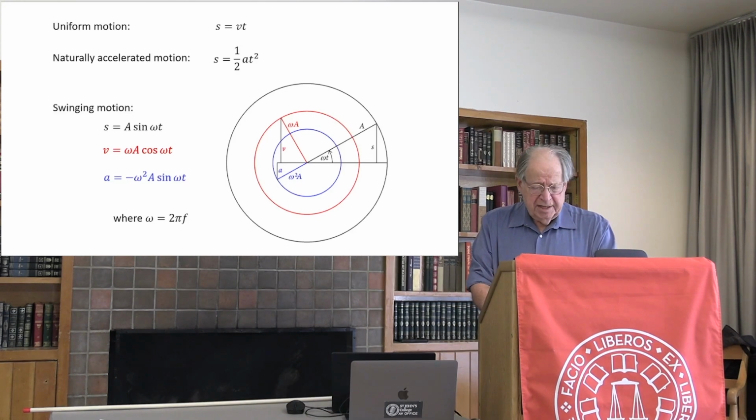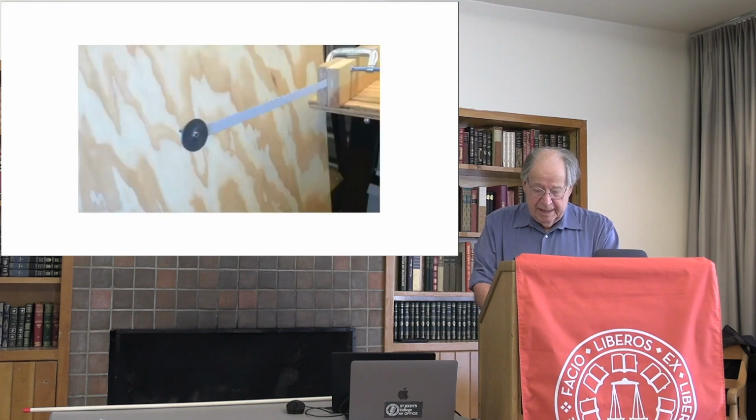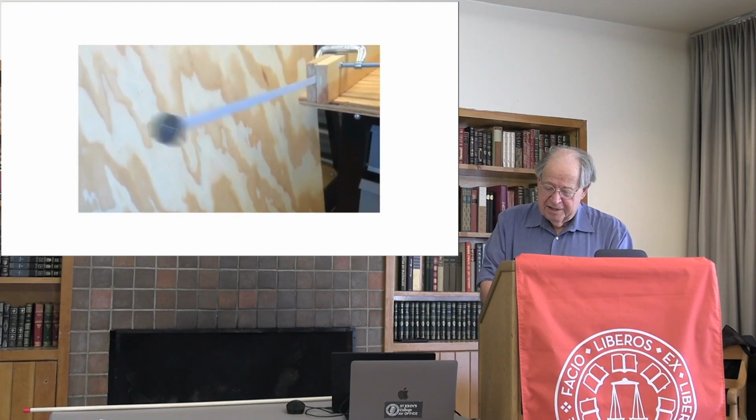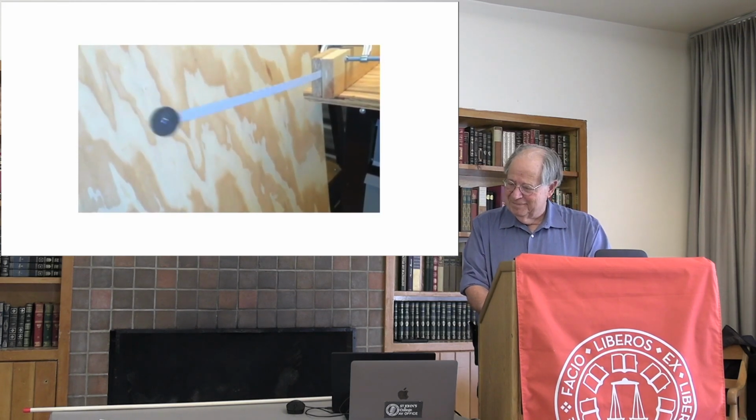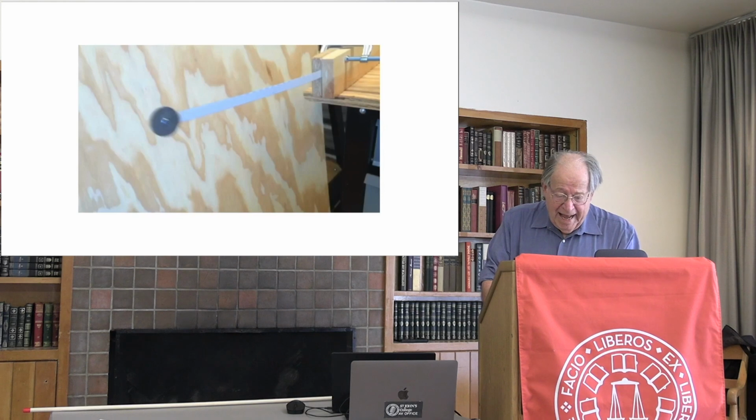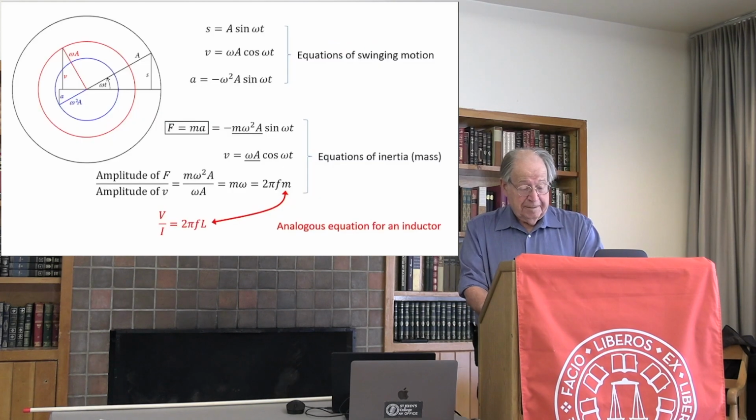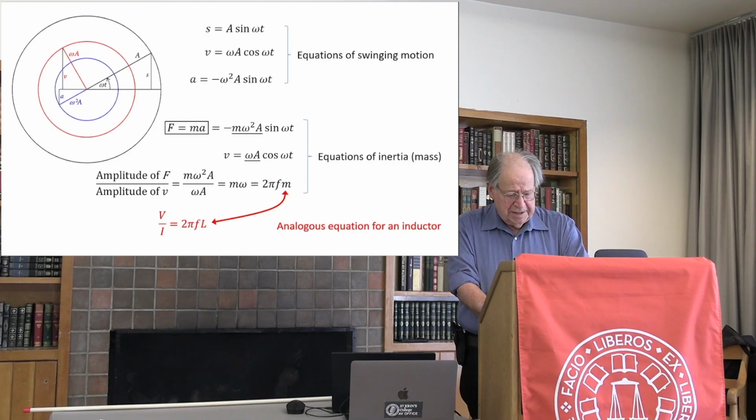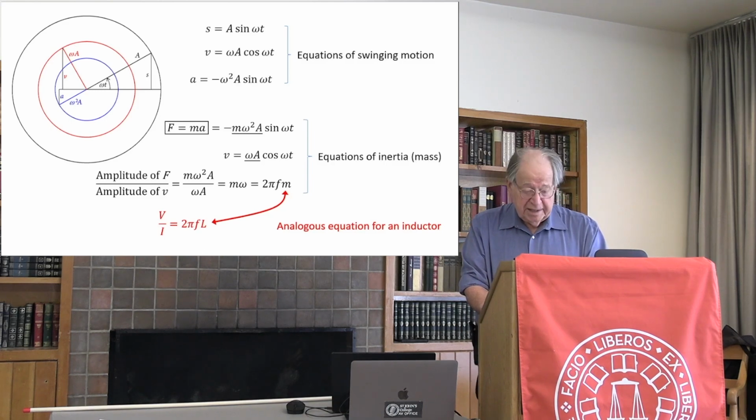Any mass mounted on a spring will exhibit swinging motion, as does this steel washer affixed to the end of a hacksaw blade. How do the equations of swinging motion apply to this device? Let us first attend to the inertial element, the mass. It must exemplify Newton's second law.